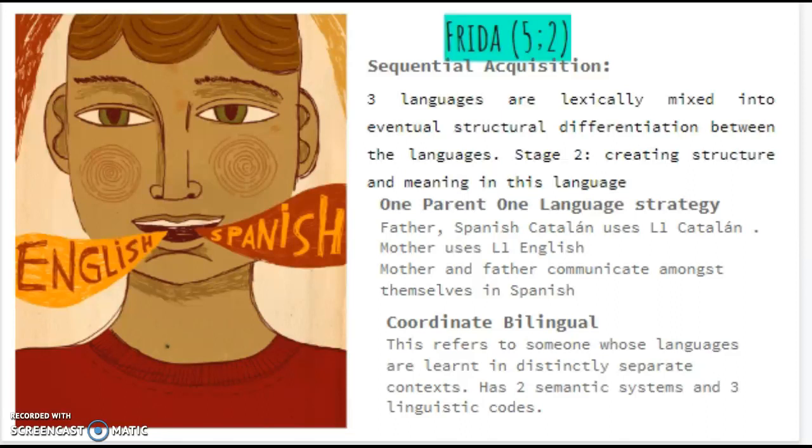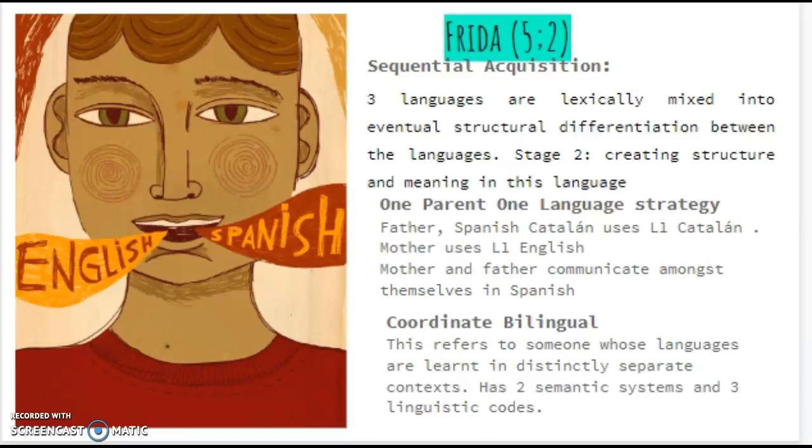The mother uses her L1, which is English. She's a native English speaker and a high school teacher. And it's interesting that both parents, mother and father, as the father does not speak English, communicate amongst themselves in Spanish. So it is safe to assume that during dinner time, Frida is around 3 different languages, which is not really following the one parent, one language strategy completely.